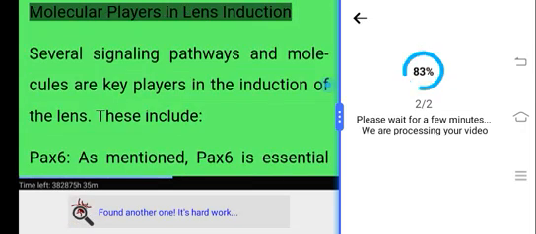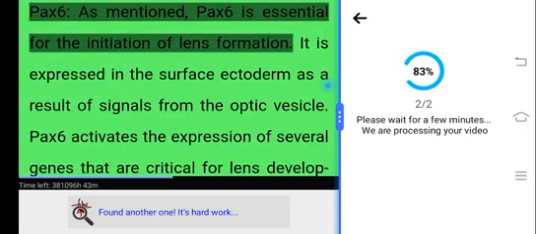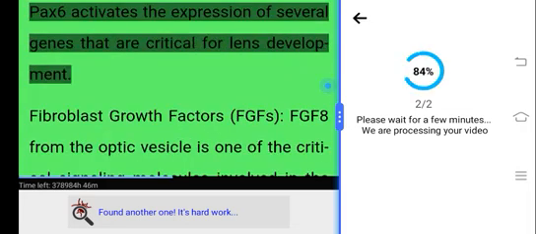Molecular players in lens induction. Several signaling pathways and molecules are key players in the induction of the lens. These include PAX6. As mentioned, PAX6 is essential for the initiation of lens formation. It is expressed in the surface ectoderm as a result of signals from the optic vesicle. PAX6 activates the expression of several genes that are critical for lens development.